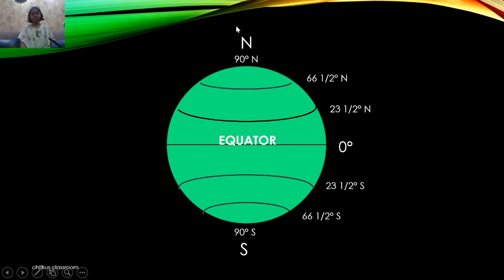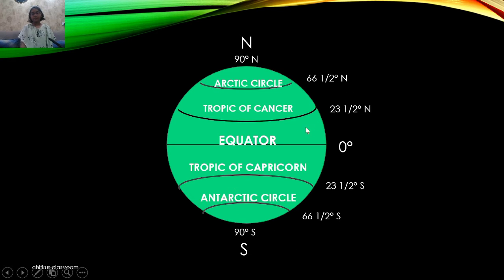The North Pole is located in the northern hemisphere. The North Pole is 90 degrees north, and the South Pole, which is located in the southern hemisphere, is 90 degrees south. And here is the Tropic of Cancer, 22.2 degrees north, and the Tropic of Capricorn, 22.2 degrees south. And this is the Arctic Circle, which is 66.2 degrees north, and the Antarctic Circle, which is 66.2 degrees south.